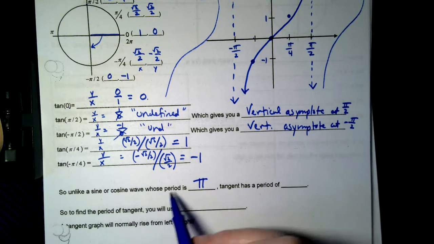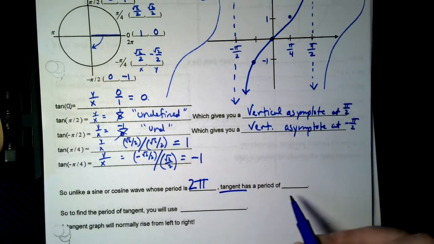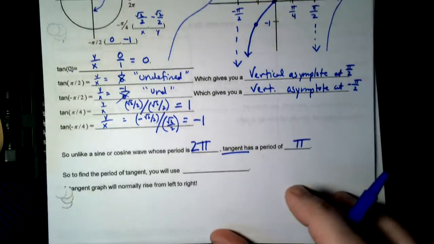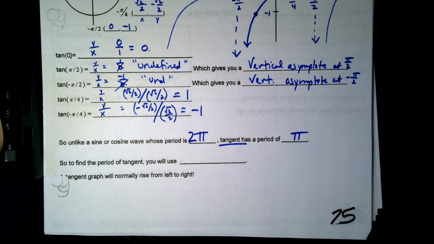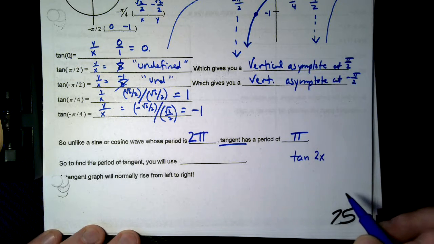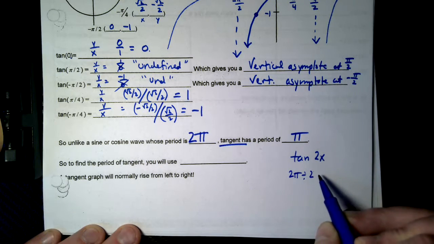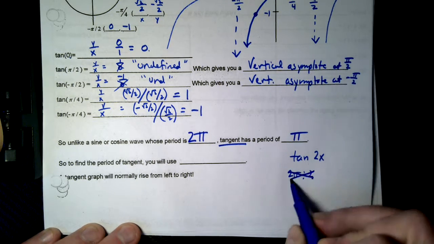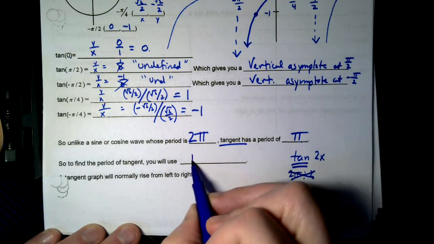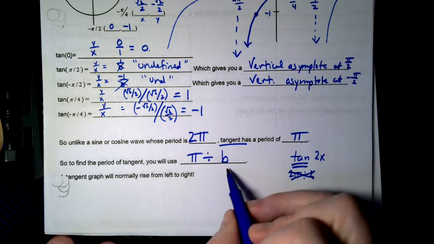So unlike sine and cosine waves, whose period is 2 pi, the tangent has a period of pi. I should read what I'm filling in at the bottom there before I jump to conclusions. All right, so to find the period of a tangent, like if I do tangent of 2x, instead of saying you take 2 pi divided by 2, that's when you do sine and cosine. The normal period for tangent is pi. So you go pi divided by the b value. All right?